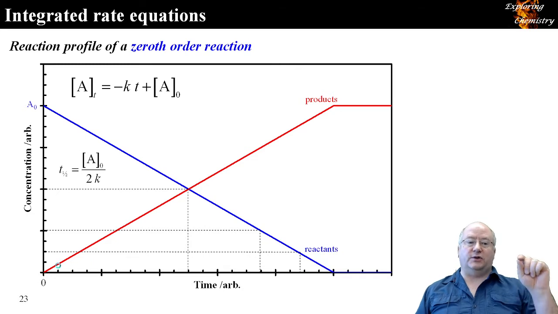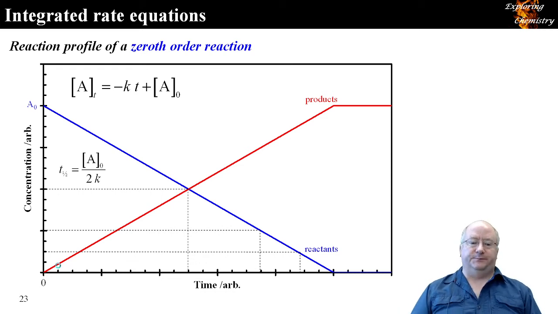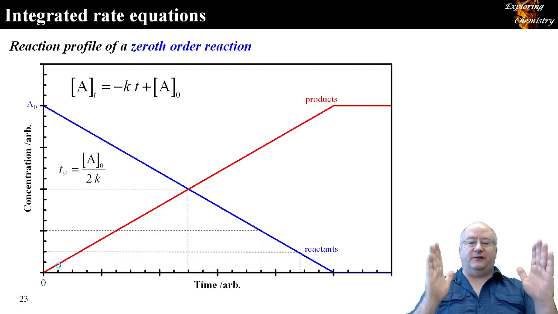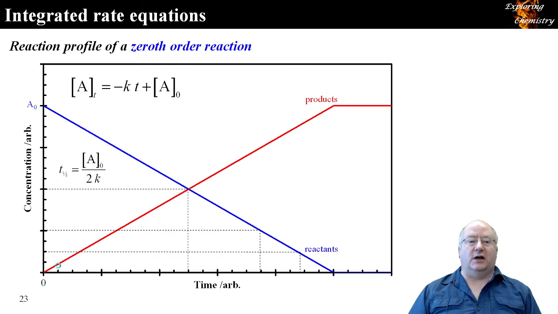You can see the concentration starts off at A0 and goes down linearly to 0. The slope of that line is negative k, the negative of the rate constant itself. The half-life is A0 over 2k, and you can see that the half-life gets shorter and shorter as the initial concentration gets smaller and smaller. So that's what we have for a 0th order reaction.